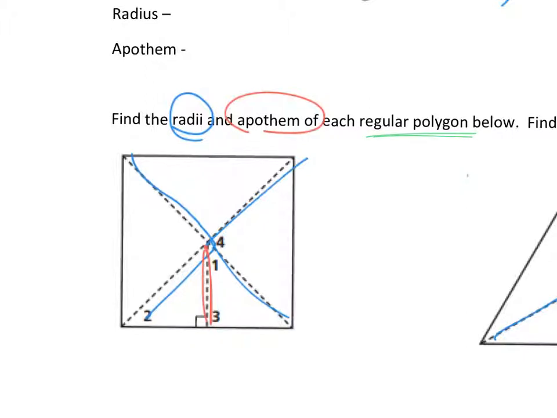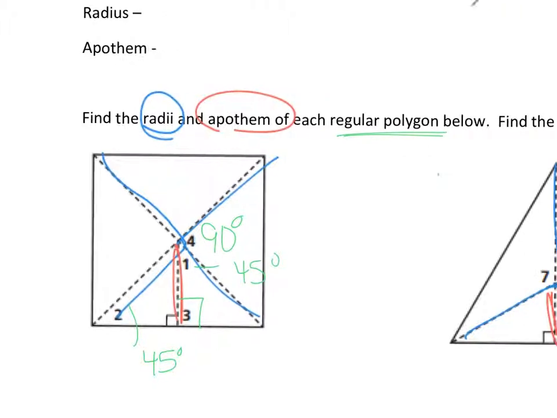So these diagonals make a 90. This has to be a 90. And then this is going to make a 45, 45, 90 right here. So this is 45 degrees and this is 45 degrees.